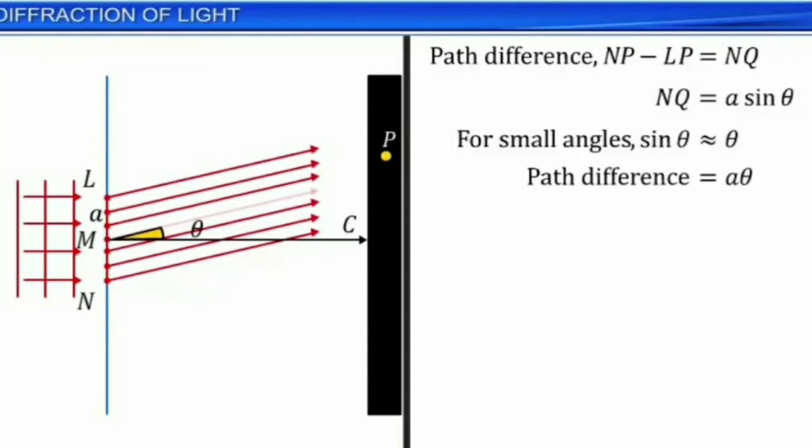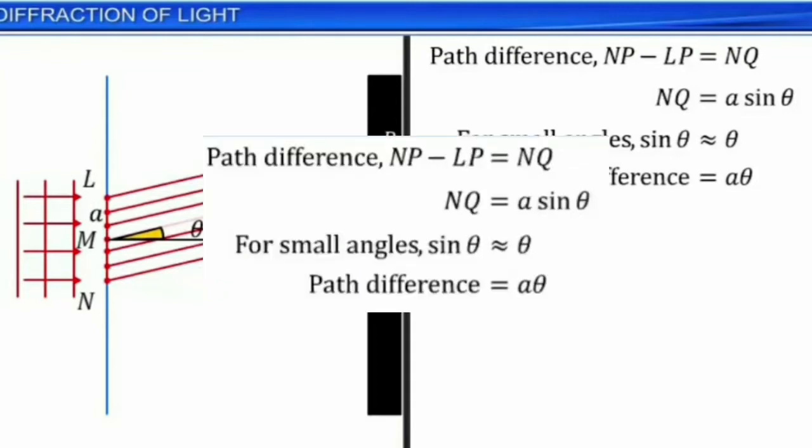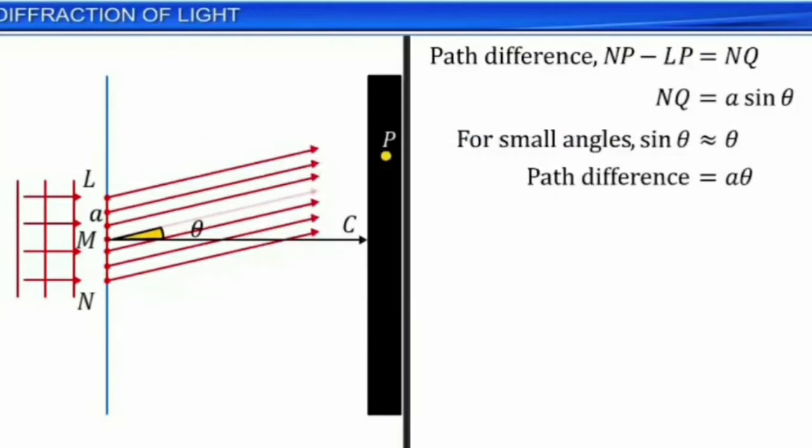Speaking generally, from two points which are at a separation y, if two waves start, then when they reach the point P, the path length difference between them will be y theta. So that point can be generalized. Now it is this a theta which decides whether the point P will appear as bright or dark.